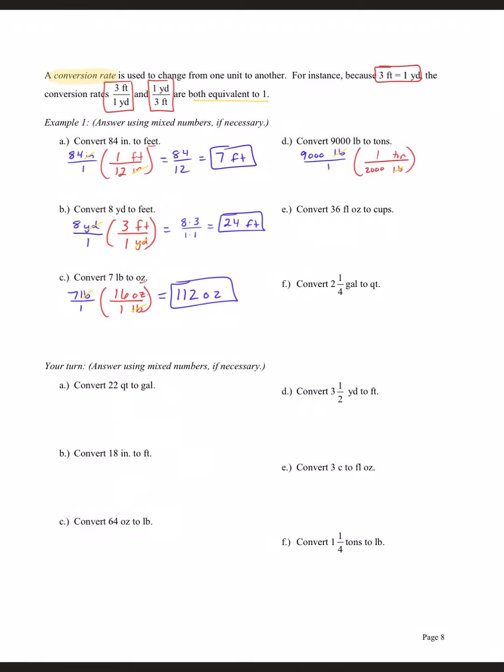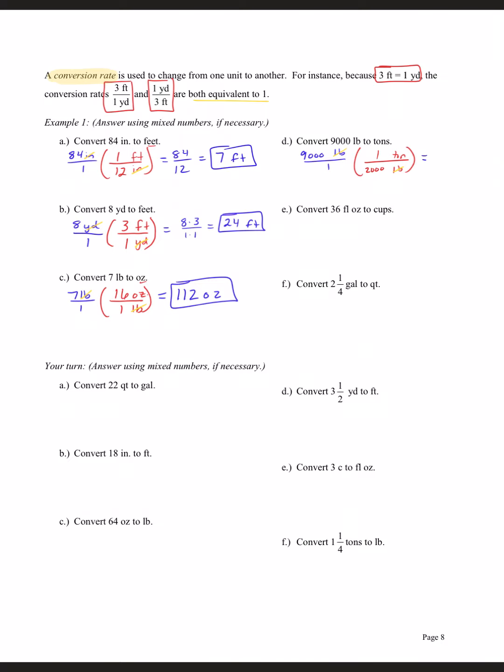Okay, so looking at this problem, just setting it up, we start with the 9,000 pounds, put it over a 1, and then we have our conversion rate. Since pound is in the numerator, we have to write the pound in the denominator, and we're converting it to a ton. Then we double check on the conversion rate. We see that 1 ton, so we put the 1 next to the ton, is equal to 2,000 pounds. And we can see that the pounds do cancel, which is what we want. Now we multiply straight across.